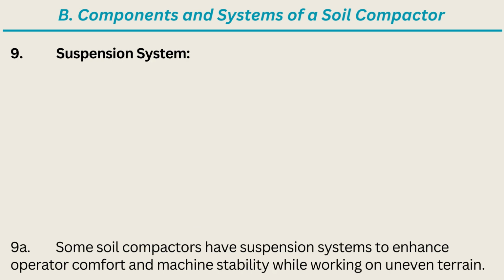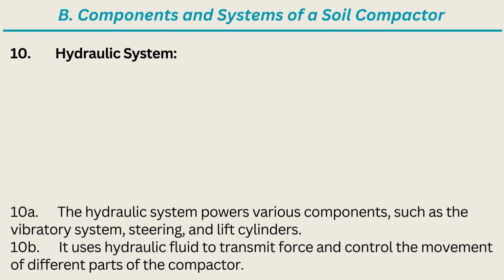9. Suspension system. 9A. Some soil compactors have suspension systems to enhance operator comfort and machine stability while working on uneven terrain. 10. Hydraulic system. 10A. The hydraulic system powers various components, such as the vibratory system, steering, and lift cylinders. 10B. It uses hydraulic fluid to transmit force and control the movement of different parts of the compactor.